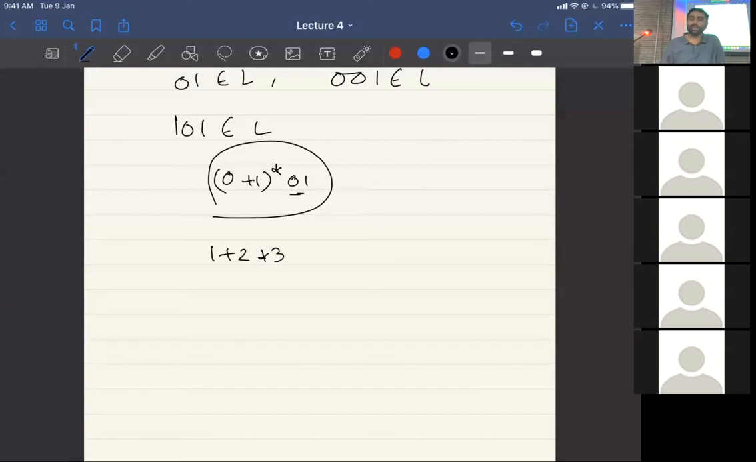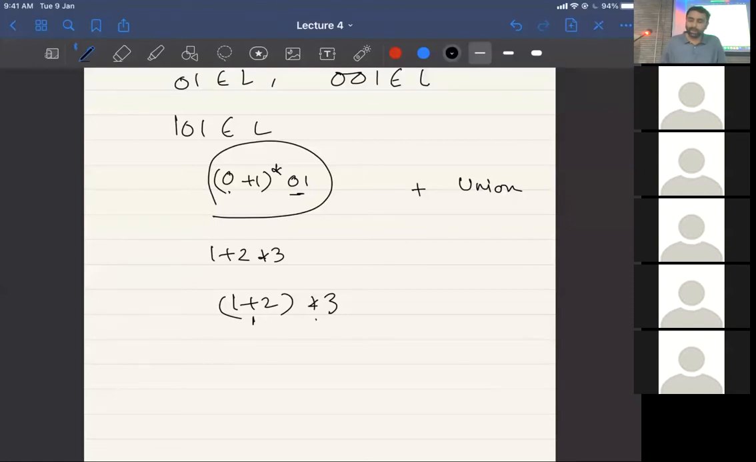But if you want to change the order, you would put 1 plus 2 star 3, right? So this plus sign is for addition, this star sign is for multiplication, right? So in regular expressions, we have some operators. So we have a plus operator. This plus operator is basically the union operator. It says that whatever is on the left or whatever is on the right or both.